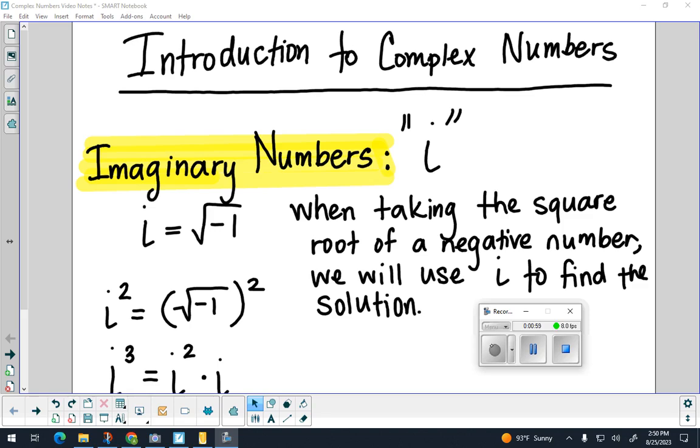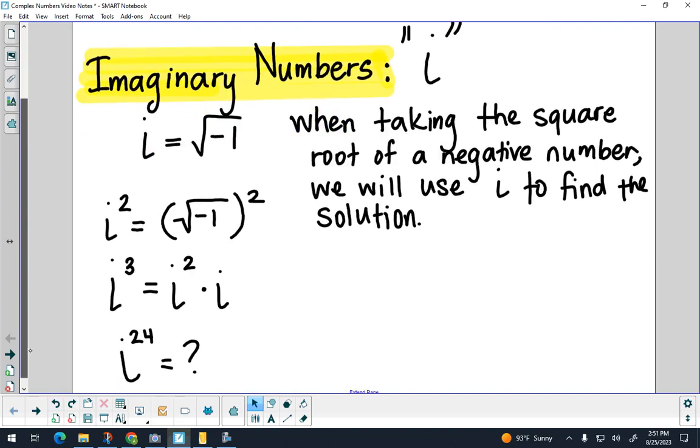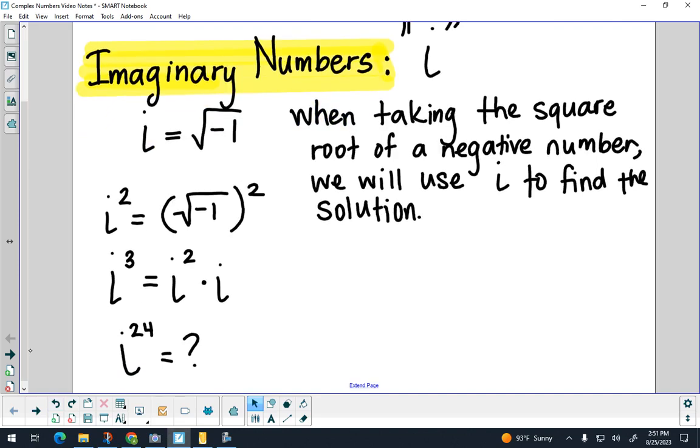It's not going to be a real solution, okay? It's not a real solution, but it will give us an imaginary solution. And so that imaginary solution is the i. And i is equal to the square root of -1. So let's talk about how we can see variations of i. If i is equal to the square root of -1, well, what is i squared equal to?